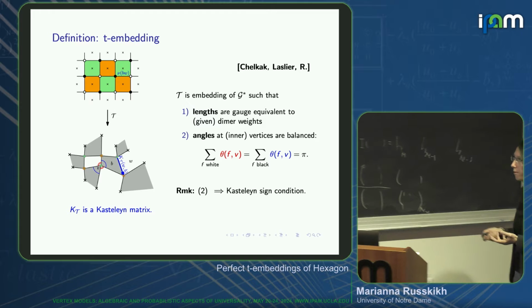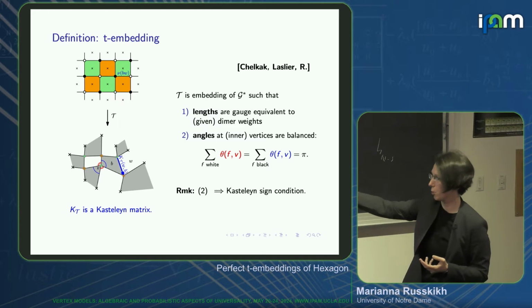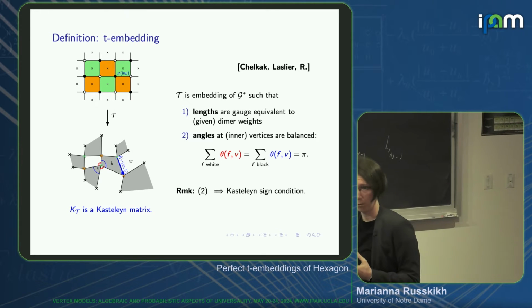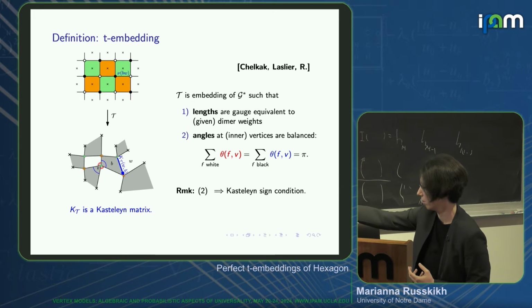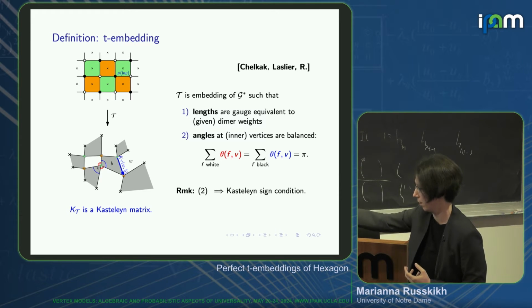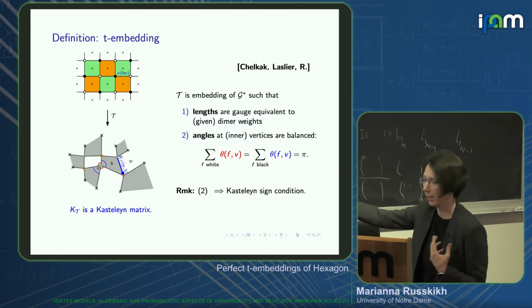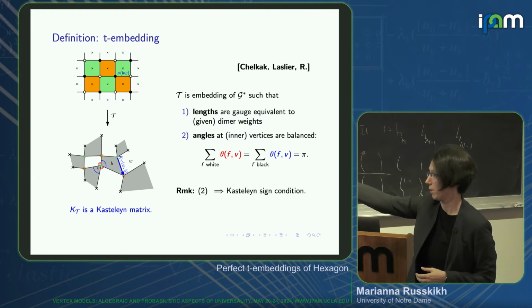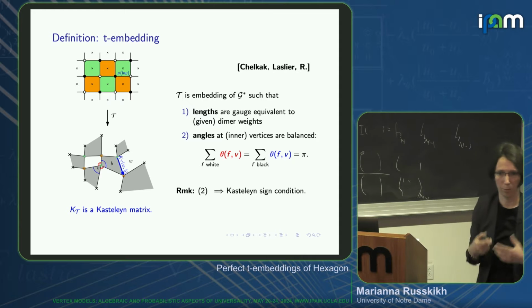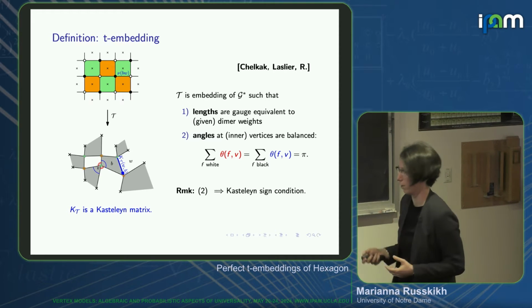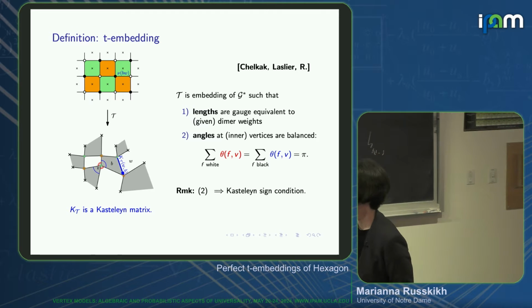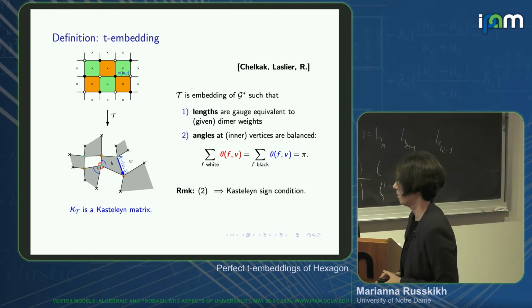And I'm asking whether I can redraw a graph in such a way. I'm actually going to embed the dual graph. So I want to draw the embedding of the dual graph in such a way that the lengths of the dual edges are gauge equivalent to the initial weights on edges. This is one of our goals. Another thing is that I want a proper embedding, so no overlaps. It should be a proper embedding to the plane.